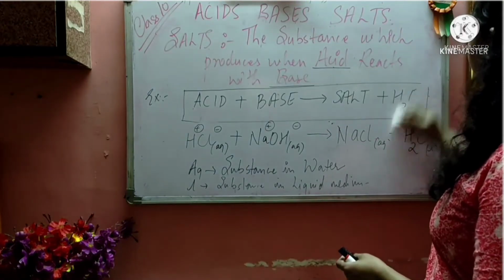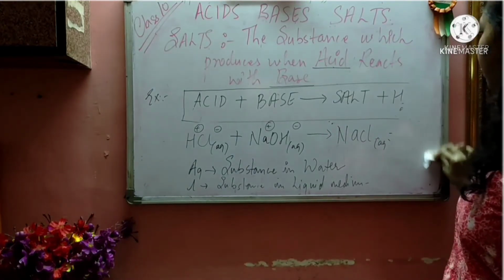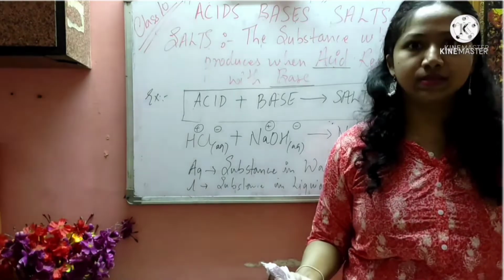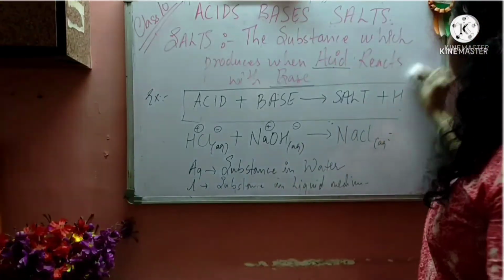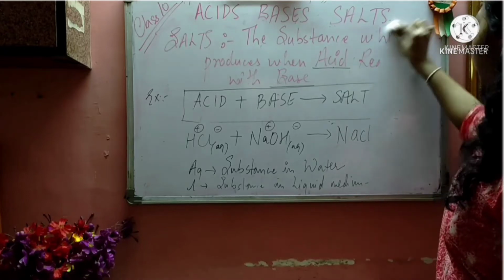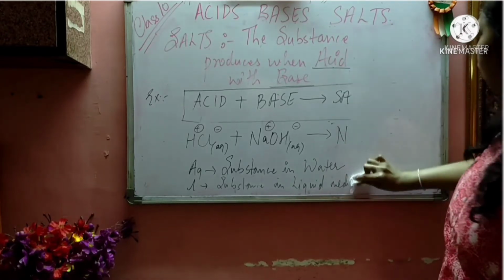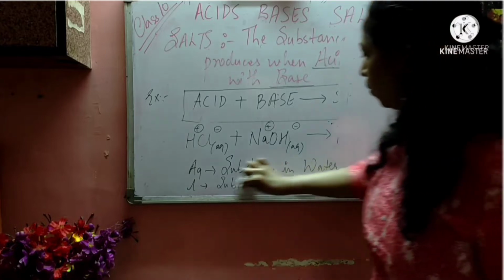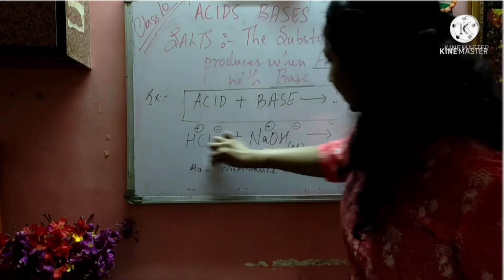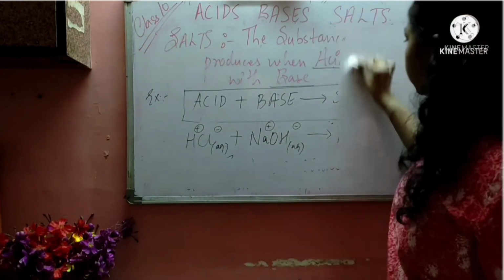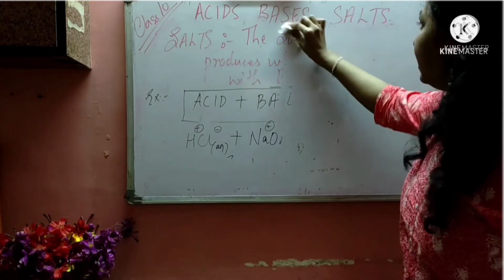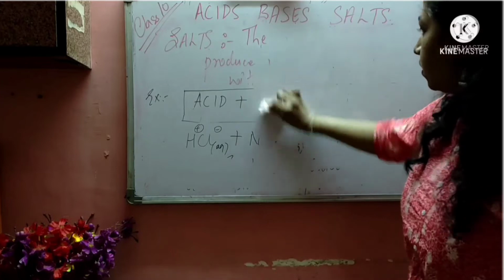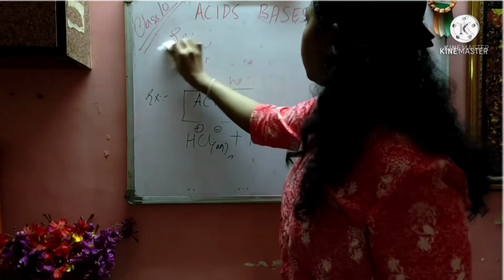Now let's see the different types of salts. You might have got to know how salt is produced. Now let's see the types of salts. There are basically 3 types of salts. We'll see it now.